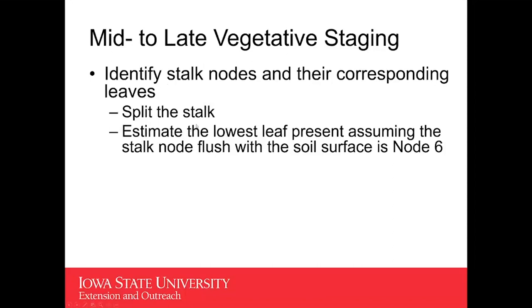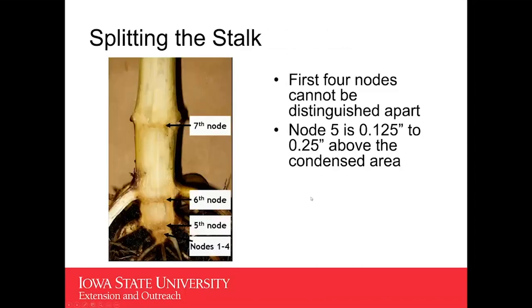And that can be difficult even at that stage, just because the characteristics are not as well defined. And so when you split that stalk, what you find is that, especially once you get out into the mid to late vegetative stages, nodes 1 through 4 compress down at the bottom. Node 5 is slightly above that. You can see maybe an eighth to a quarter of an inch of internodal space between 4 and 5. And then between 5 and 6, now you're looking at maybe something closer to a quarter to a half inch of internodal space there.